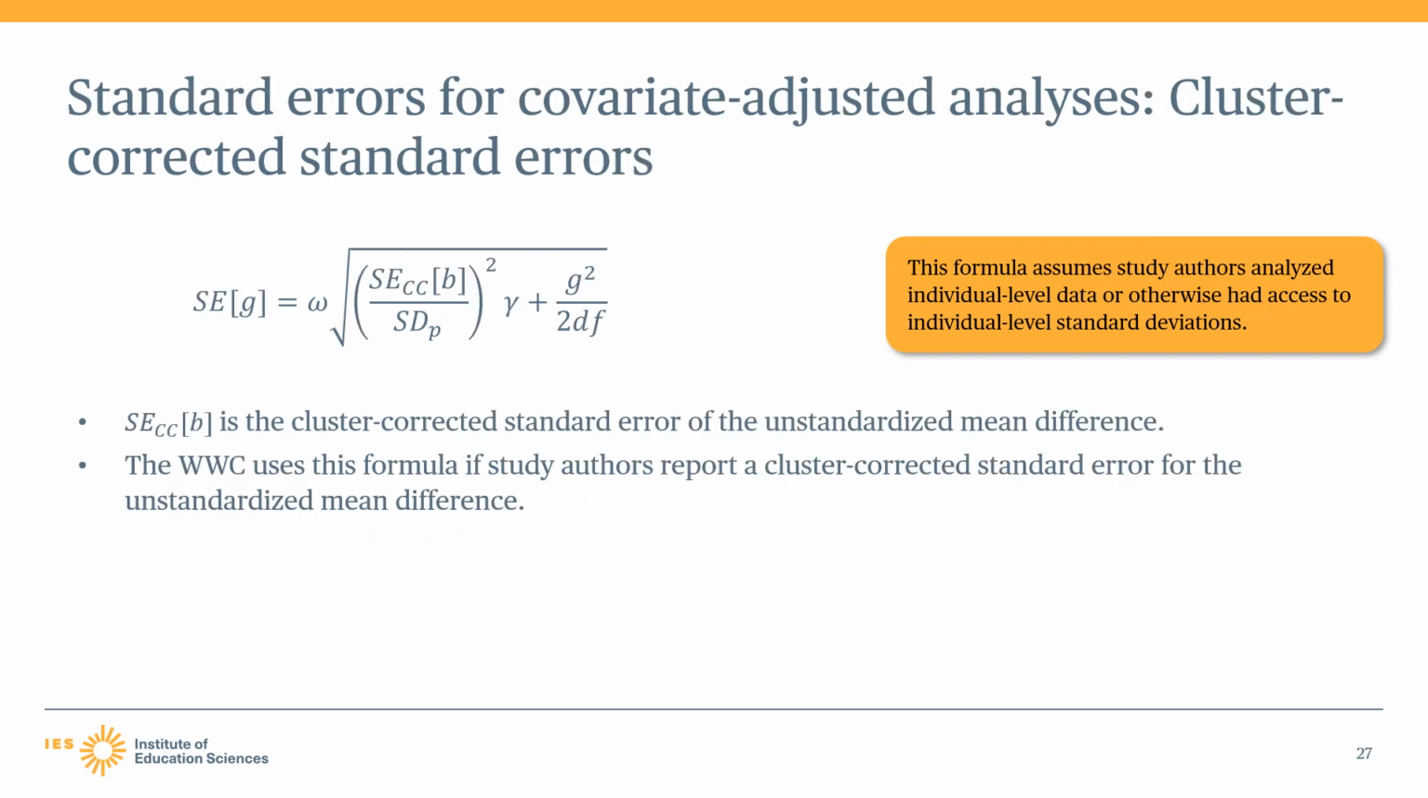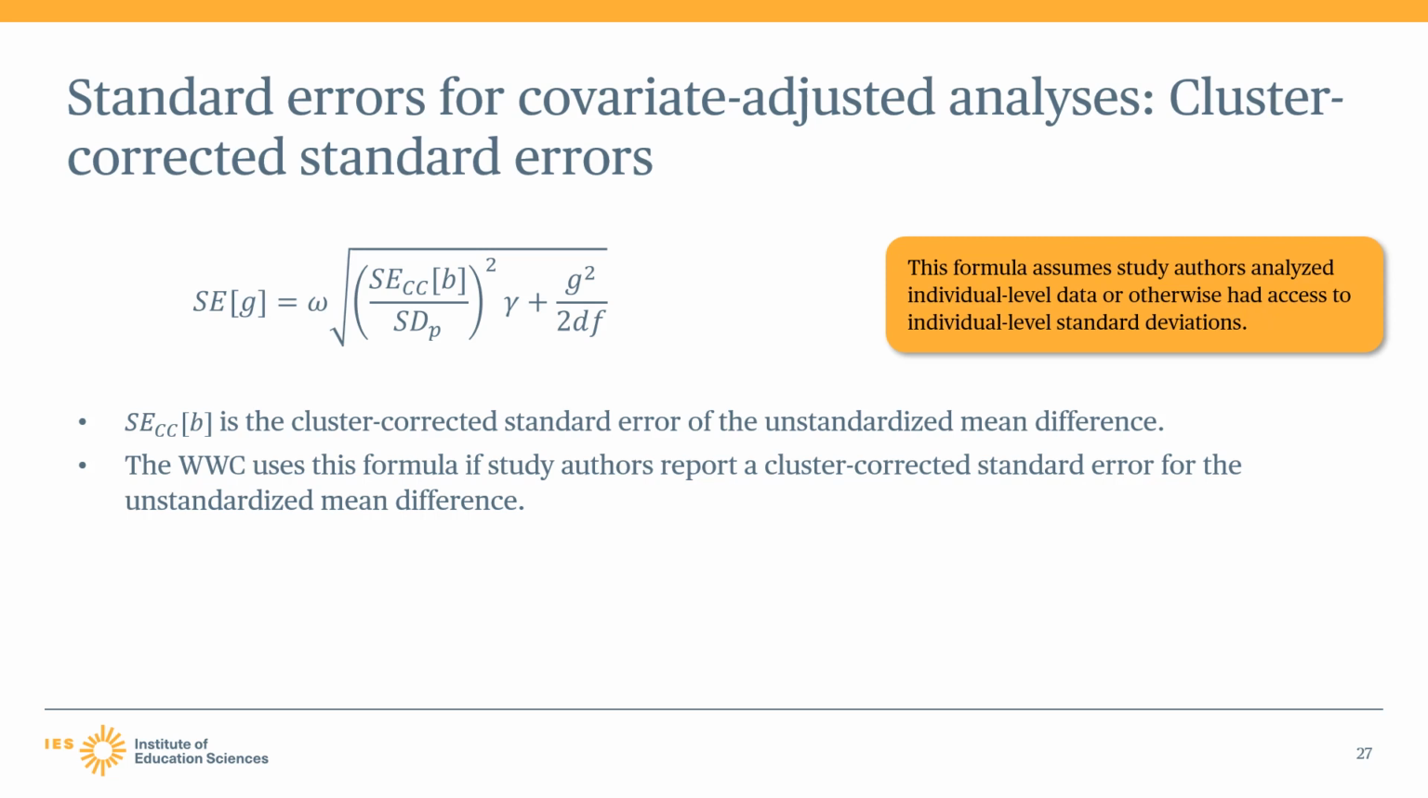The WWC will compute covariate-adjusted standard errors of the effect size for cluster-level assignment studies. One complication is whether the study author's analysis model appropriately accounted for clustering, which can substantially change the author-reported standard errors. Study authors can account for clustering in multiple acceptable ways. For instance, they can include random effects at the unit of assignment in a multi-level model, which are sometimes also called hierarchical linear models or mixed effects models.